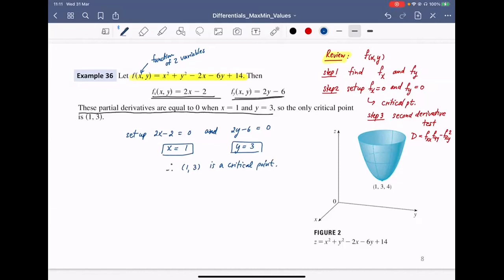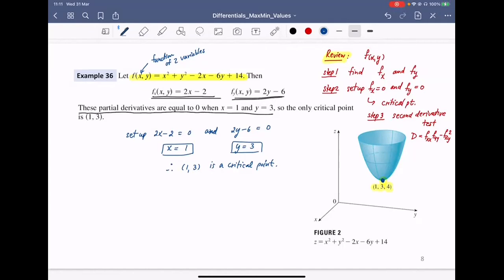How do you know that it is the candidate for max and min? Well, you see from the picture here, which I just copied from the book. If you look at the picture, at x equal to 1, y equal to 3, f is going to be 4 here. You can see that this point is going to be the bottom of the bowl. Actually, this is going to be a local minimum.